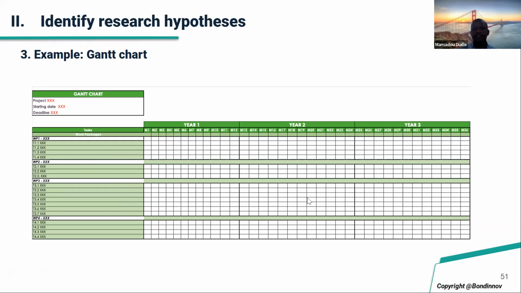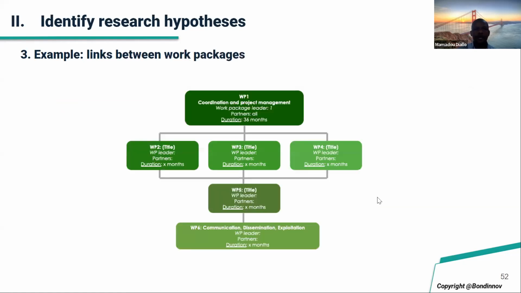And this is how you conduct your project, how you make it clear so that the donor will see, okay, from month 1 to month 6 he will do this action, from month 3 to month 9 he will conduct this action, and so on until the end of the project. Example, links between work packages. You see work package 1, 2, 3, 4, and work package 5. You can see that some work packages can be done together, and then you go to work package 5, and so on.